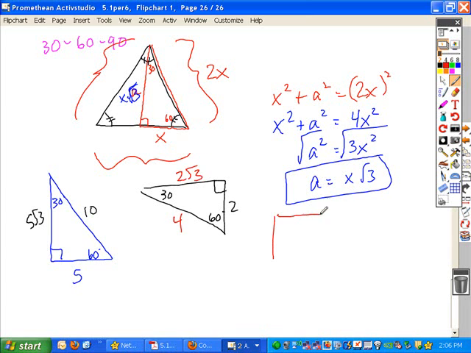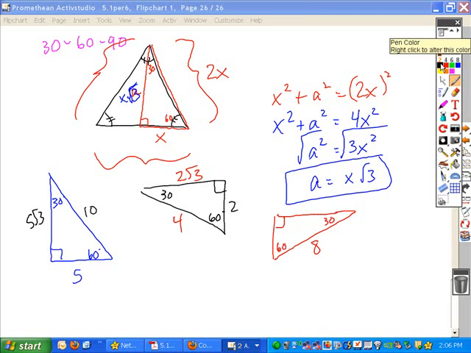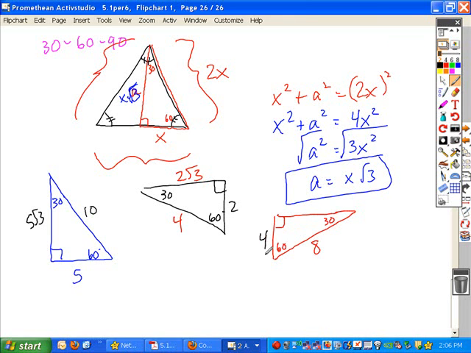Okay. To increase the difficulty a little bit, what if I gave you the hypotenuse instead? So if I told you the hypotenuse was 8, what does that mean the side opposite 30 degrees is? Half of that, 4. And then the side opposite 60 degrees is going to be 4 root 3. Still pretty straightforward. It just applies right to that pattern.